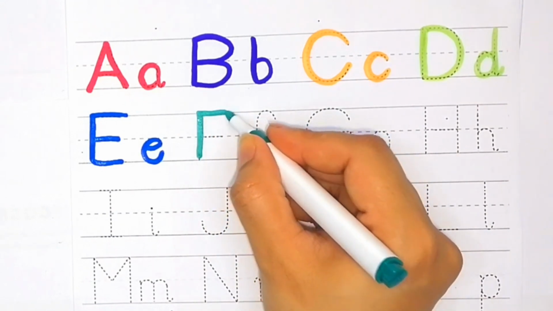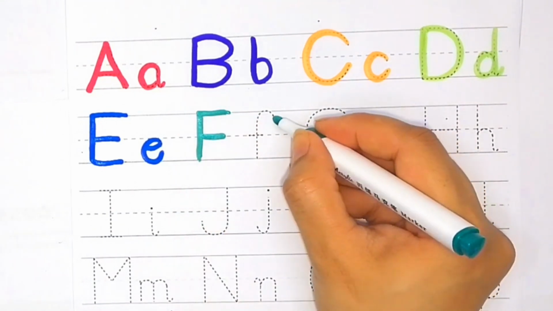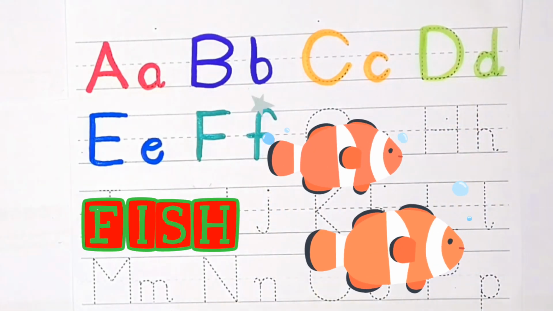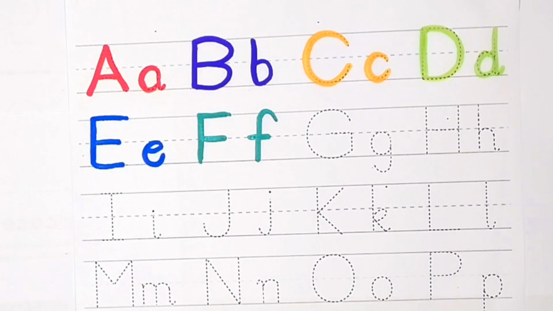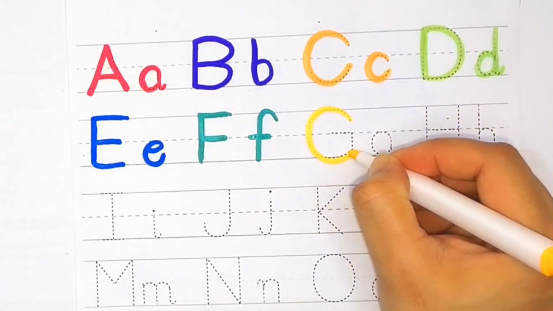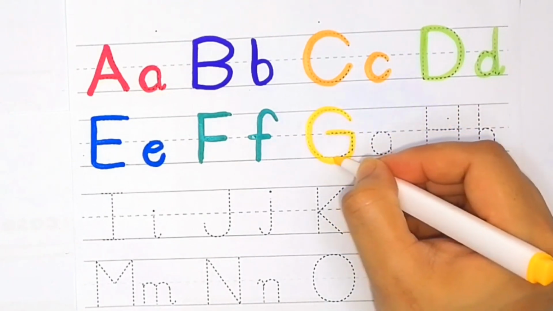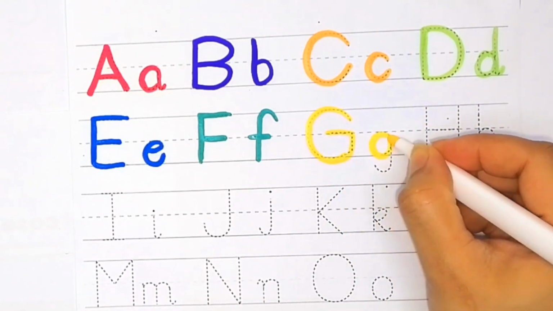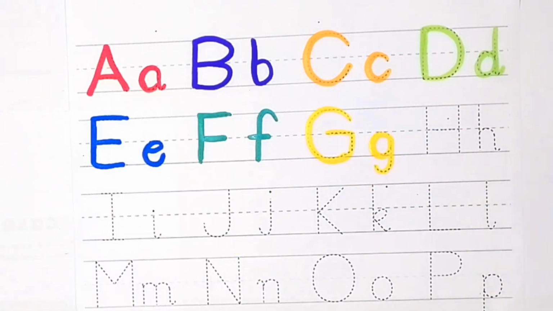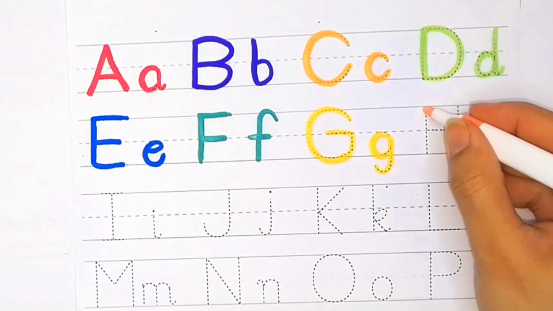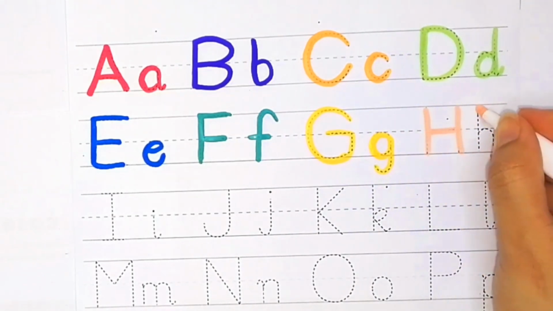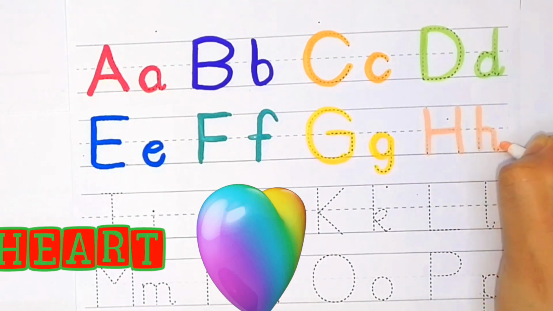Blue color. F for fish. Yellow color. G. G for grapes. Peach color. H. H for heart.